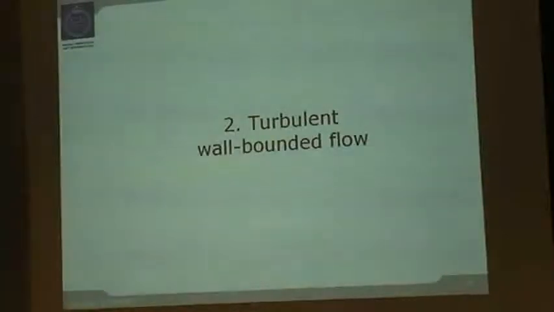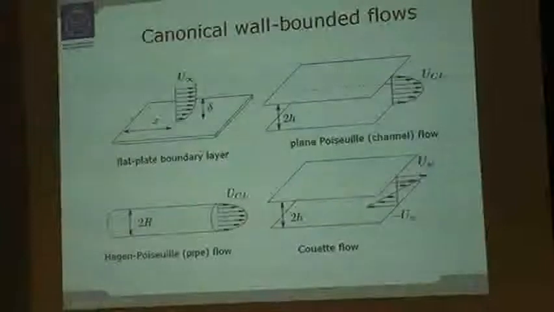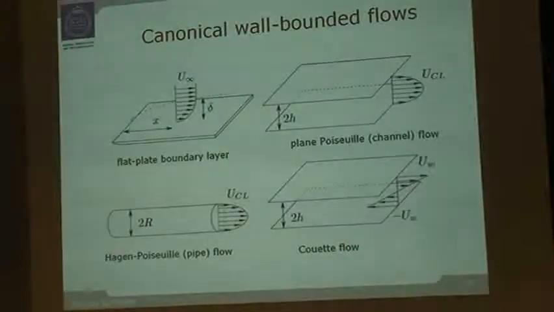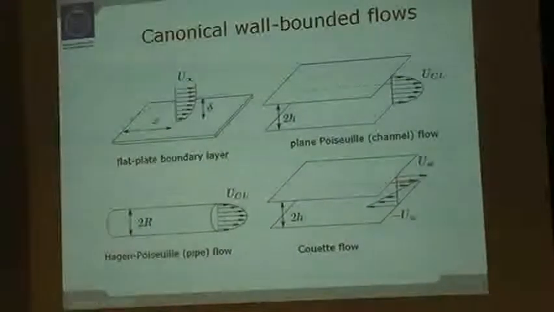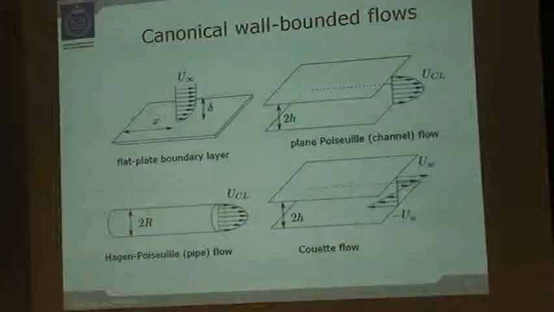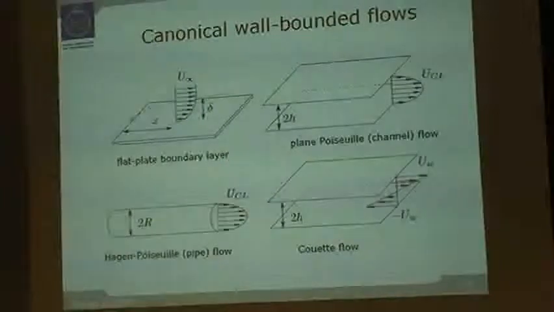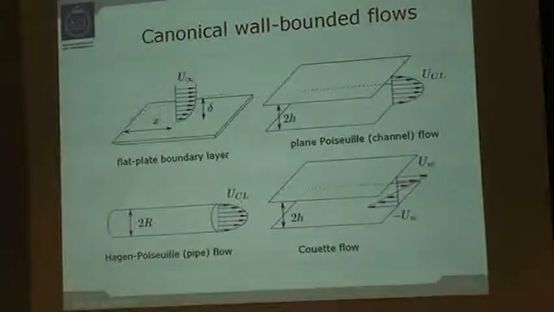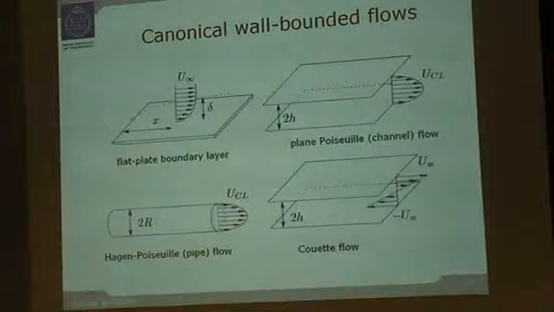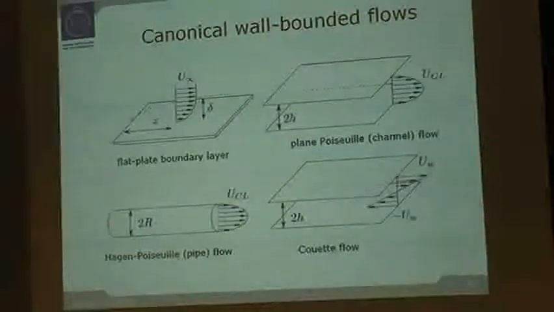Okay, so this was all about turbulence in channels, so Reynolds decomposition, because this has nothing specifically to do with wall-bounded flows, but rather this would apply for any turbulent flow. But now let's move on to wall-bounded flows. So again, we have here these four canonical wall-bounded flows. We have the boundary layer, we have the channel flow, we have the pipe flow, and we have the Couette flow.